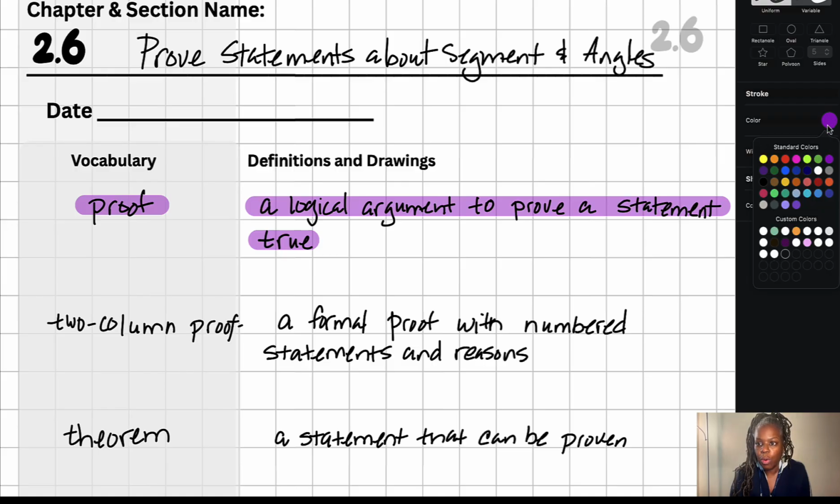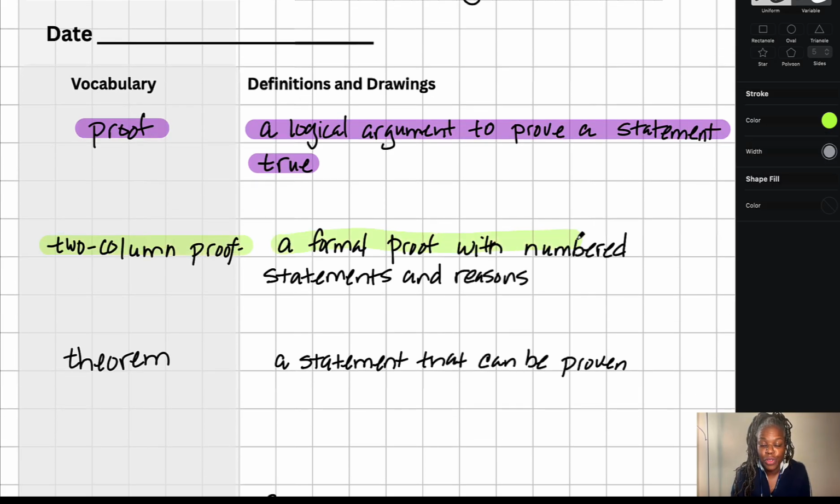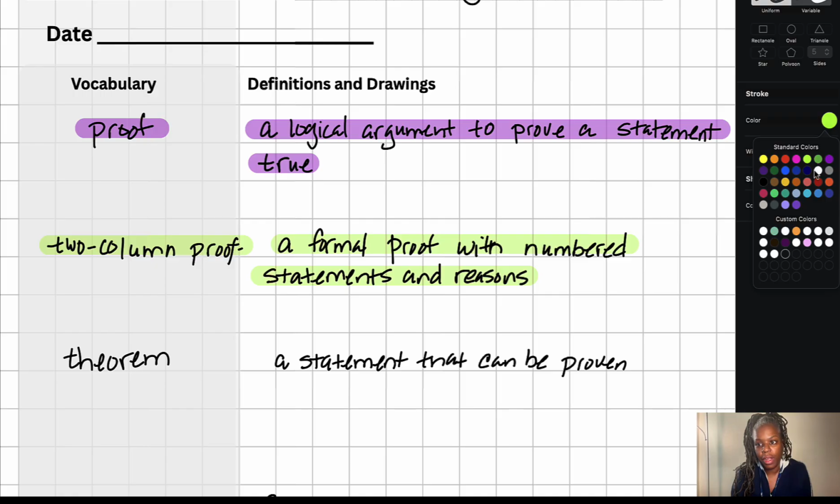The next word that we're going to be thinking about is a 2-column proof. This is very much akin to the stuff we were doing when we were doing our Uno proofs. We would start off with a statement, which would be what card we're going to play next, and then a reason, which would be the justification as to why we can play that card.